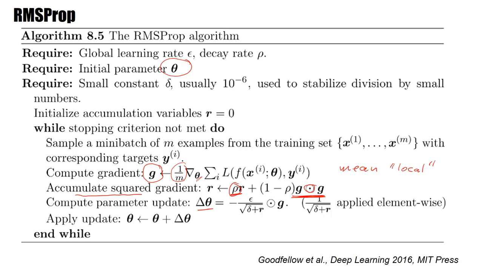And then the actual update, and this is what we are interested in, is the gradient divided by this r, divided by this square root of r. And now I have an extra parameter delta, and this is just used to stabilize the division. So if r for some reason would be very small, then this division could explode, and having a fixed delta just stabilizes this. So this is just a numerical trick. And at the end, we just update the parameters with this update step delta theta.